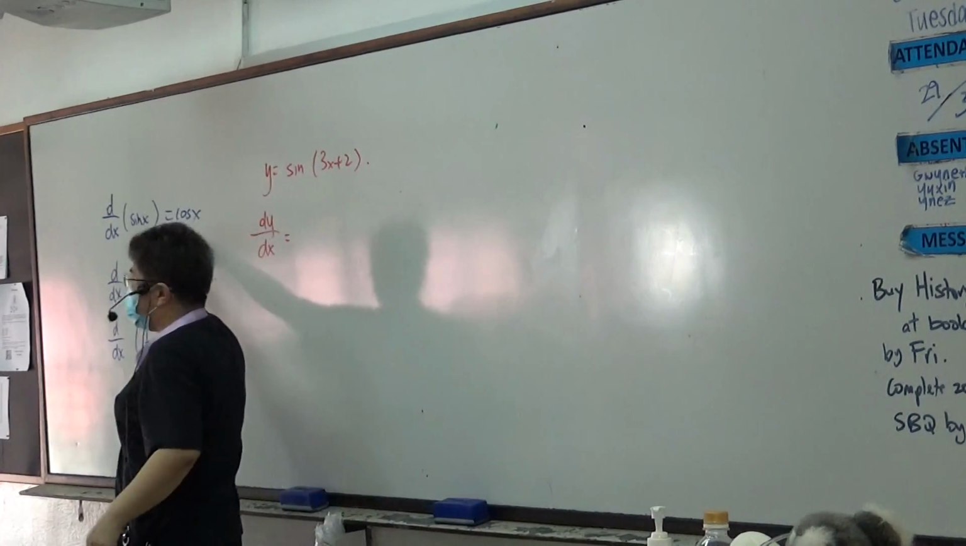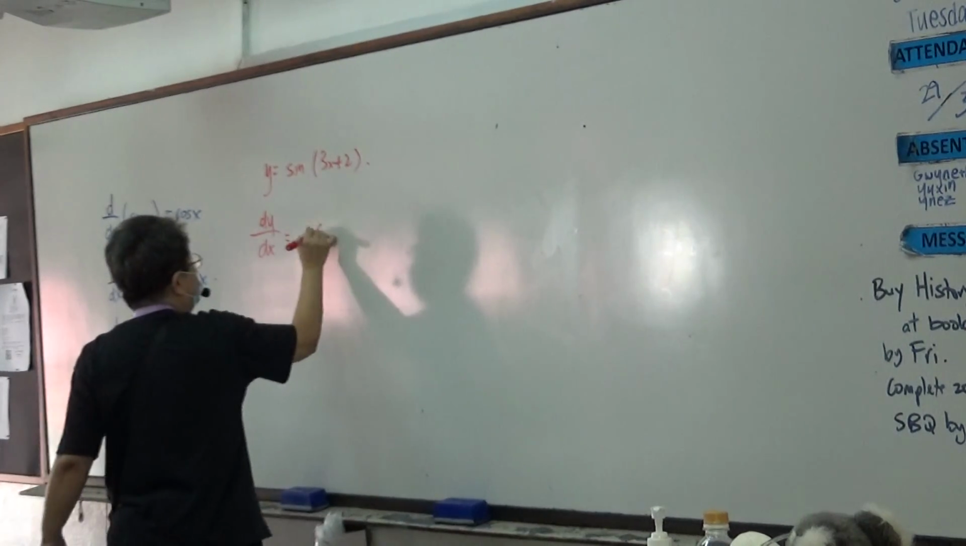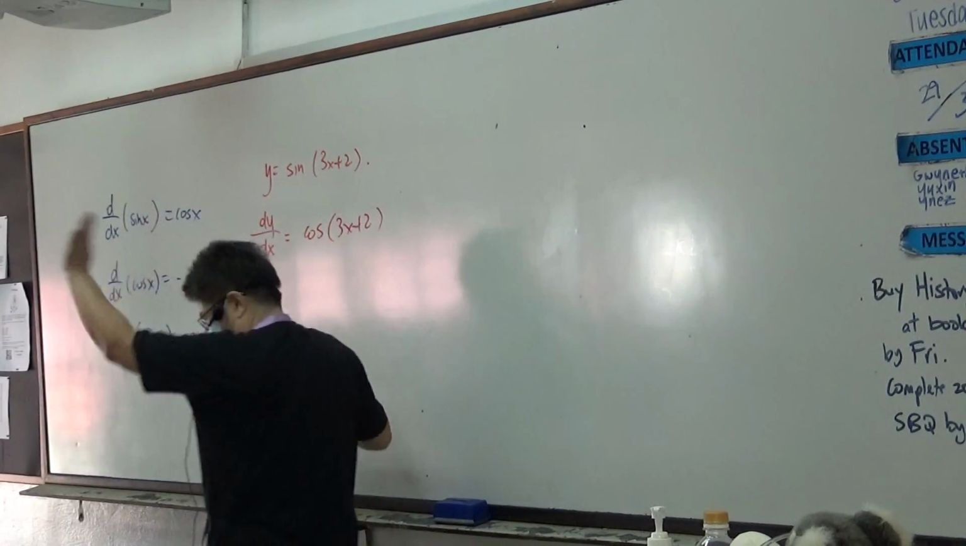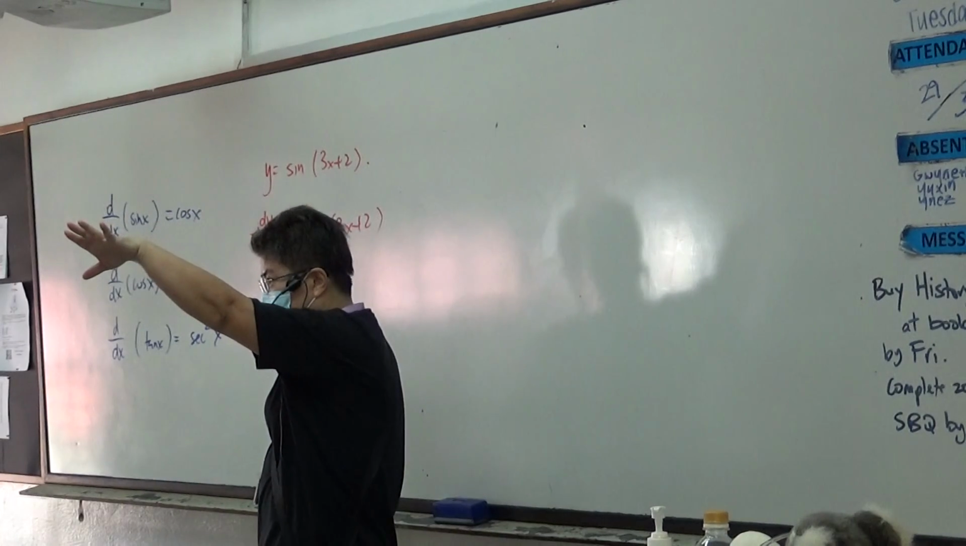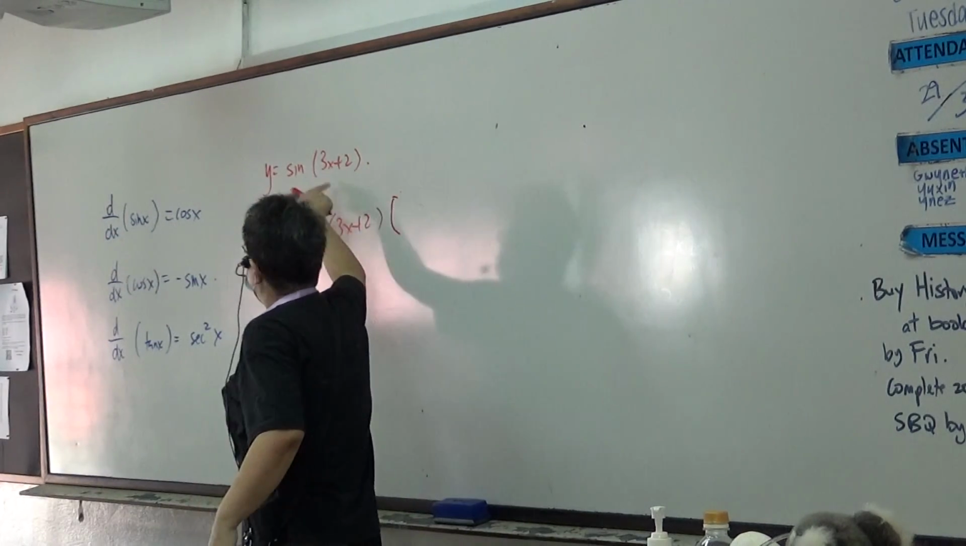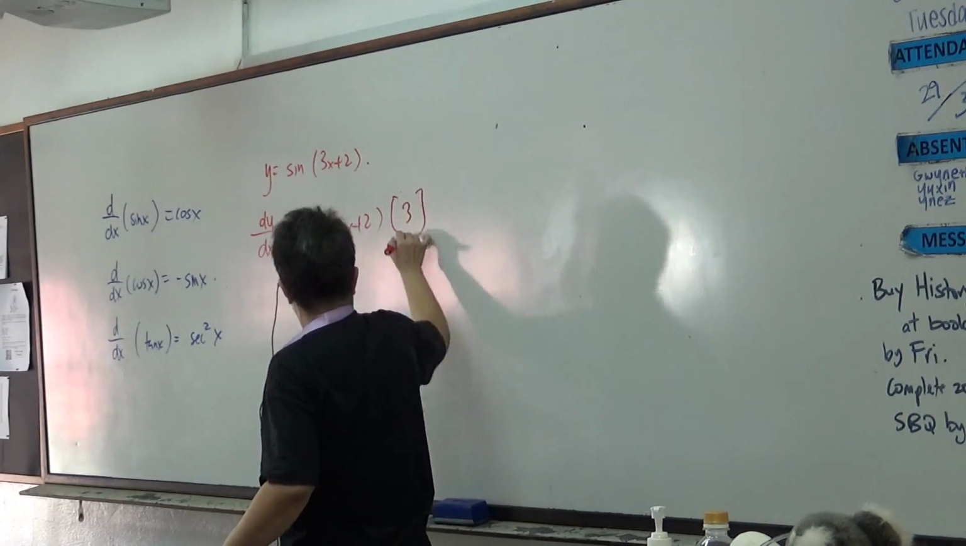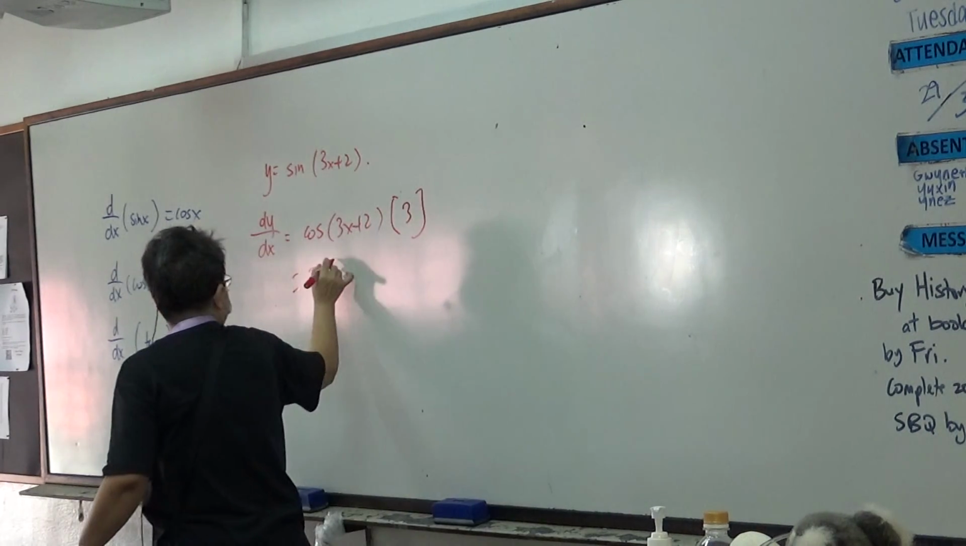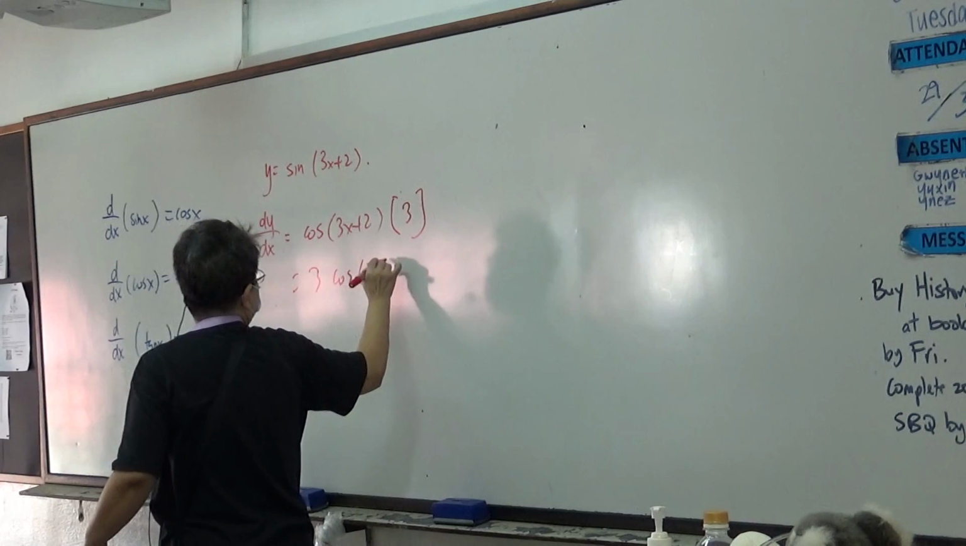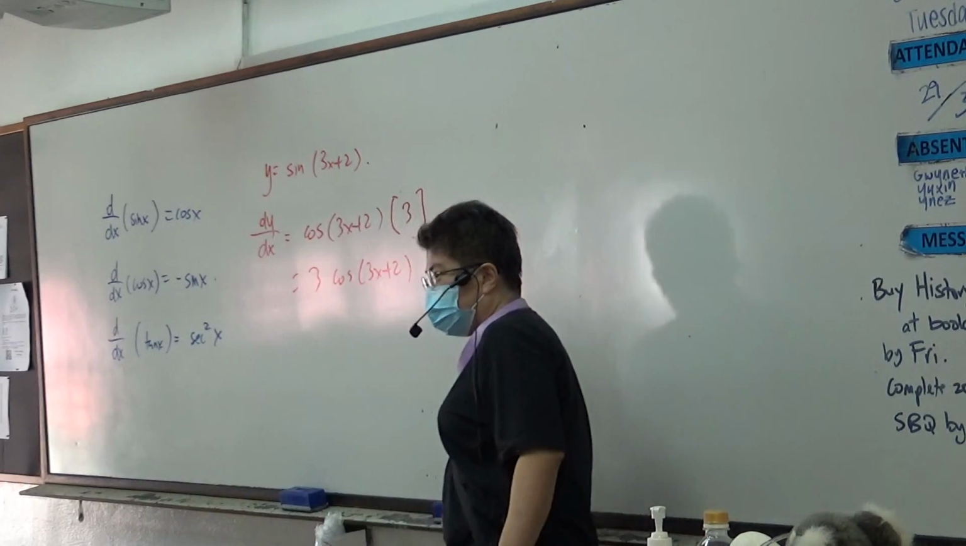Sine, when you differentiate, becomes cosine. You put cosine, just put first. Then you differentiate inside. What is it? 3. Very good. So later on you put 3 like that. Understand? Put a number in front.